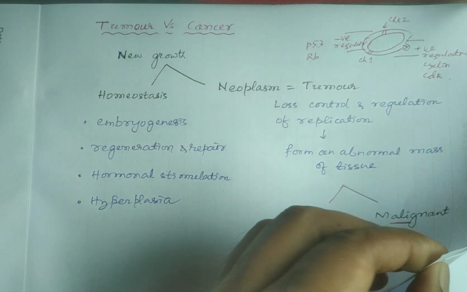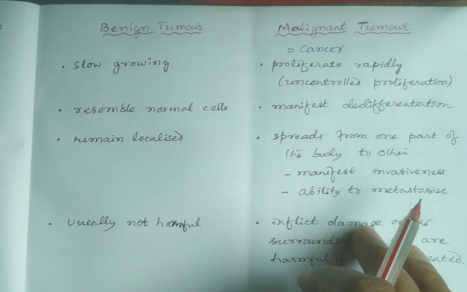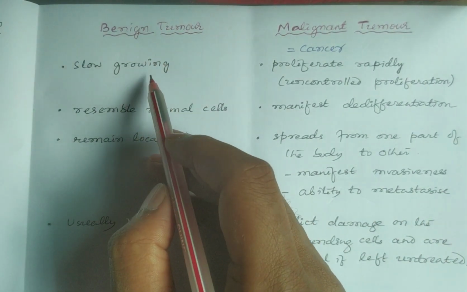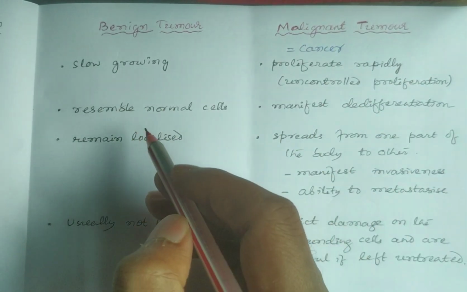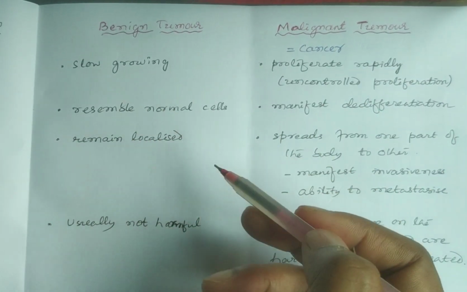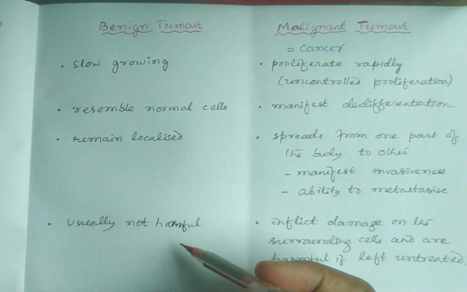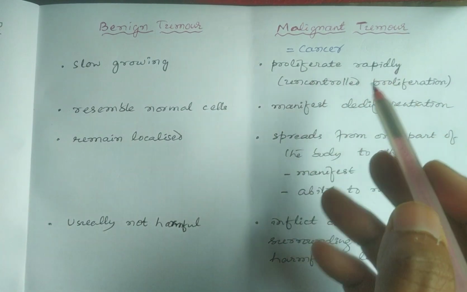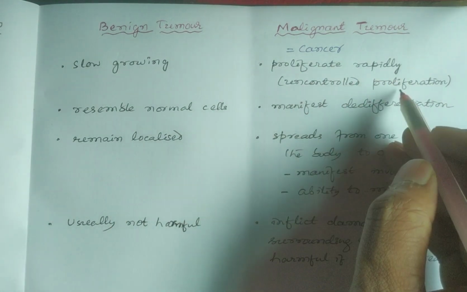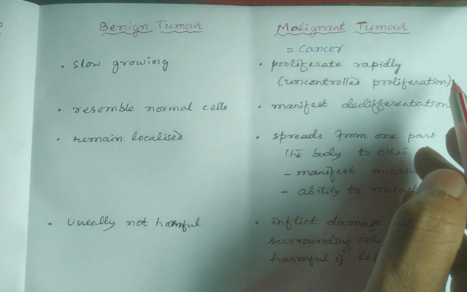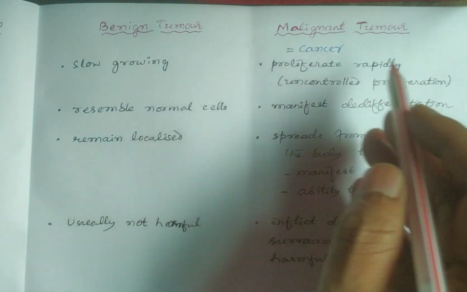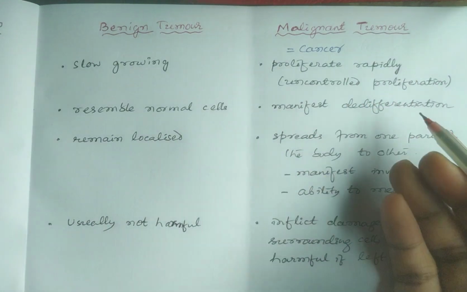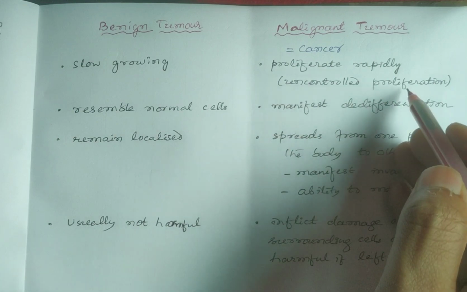So, let us see the differences between tumor and cancer, or benign tumor and malignant tumor. Benign tumor is slow growing, resembles normal cells, remains localized, and is usually not harmful. Whereas the malignant tumor proliferates rapidly, we call it uncontrolled proliferation, and for details of uncontrolled proliferation you can refer to our video. Maybe in the next video we will discuss uncontrolled proliferation.